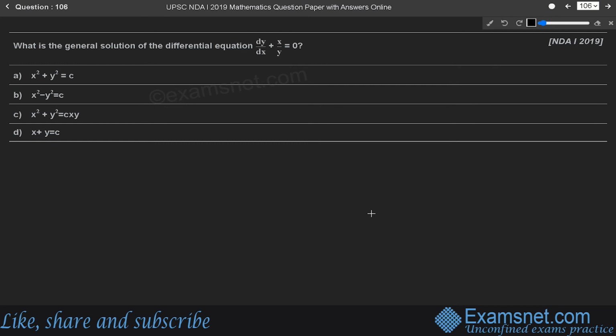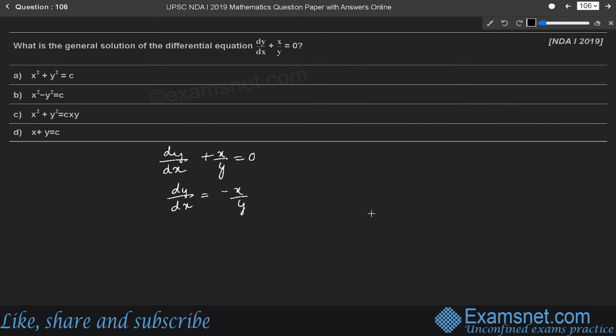Next question is, what is the general solution of the differential equation dy by dx plus x by y is equal to 0? It is a question from differential equation and we have to find the general solution for the given equation. So this equation can also be written as dy by dx is equal to minus x upon y.